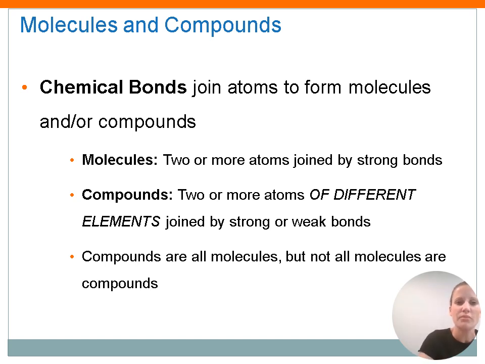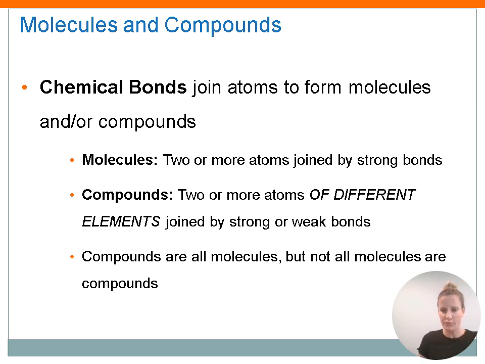So for example, H2, that means you have two hydrogen atoms joined together. That would be a molecule, right? Two atoms joined together, that's a molecule, but that is not a compound because I only have hydrogen. I don't have two different elements present.